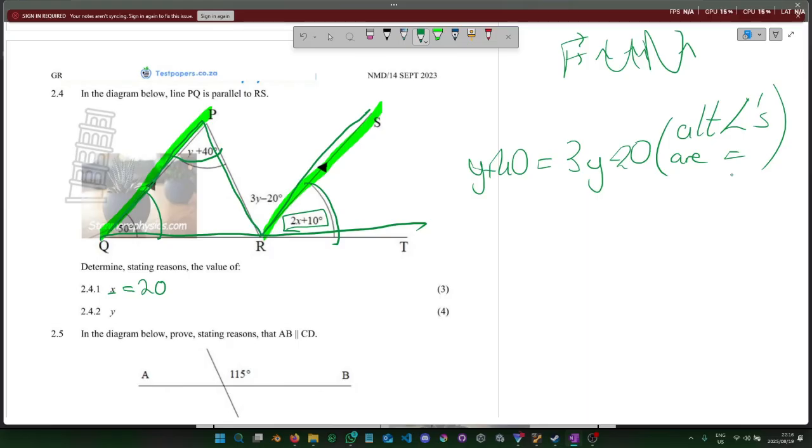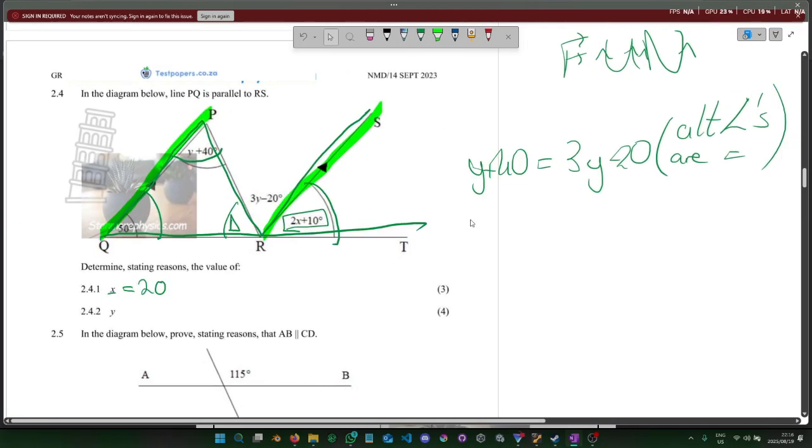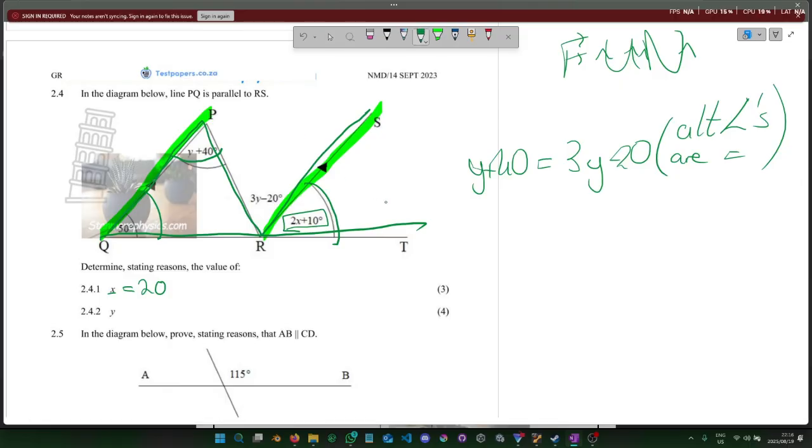You could do another method where you get this angle of the triangle, right? And then you use the angles on a straight line to determine what y is, but it's a longer method. It's still doable. It's a longer method that's just going to give you the same result, right?